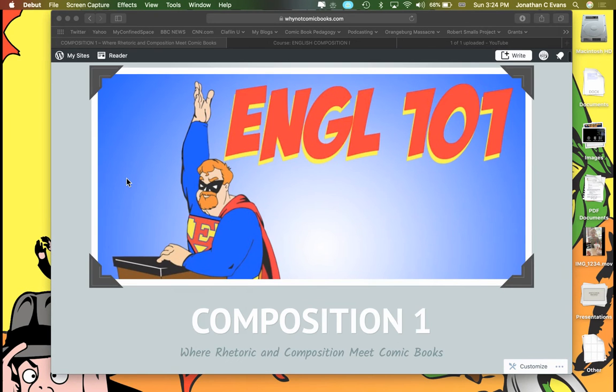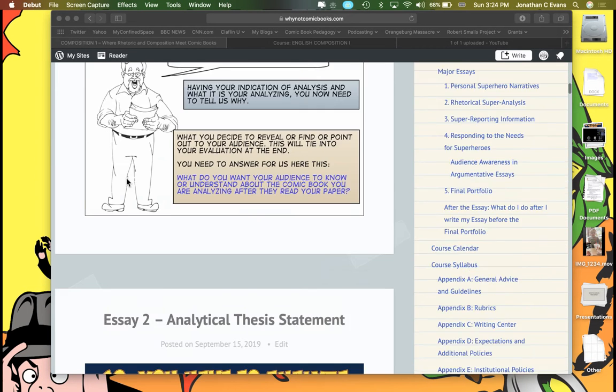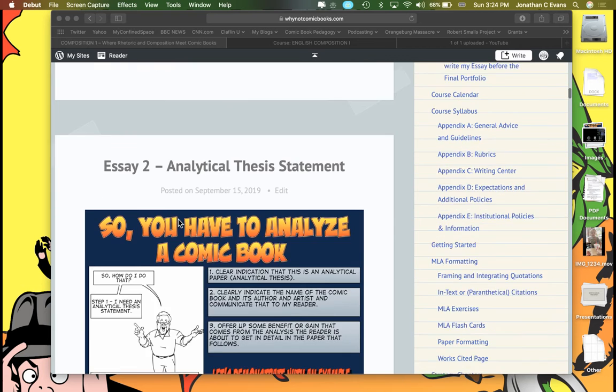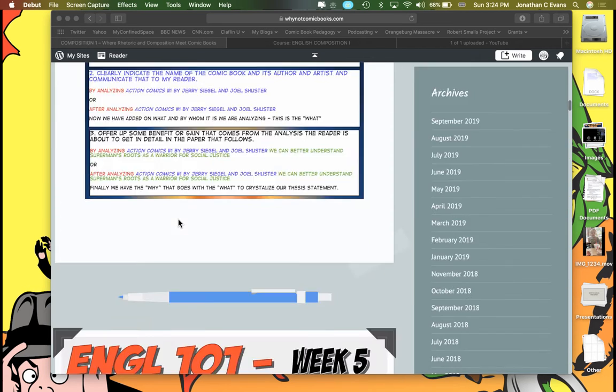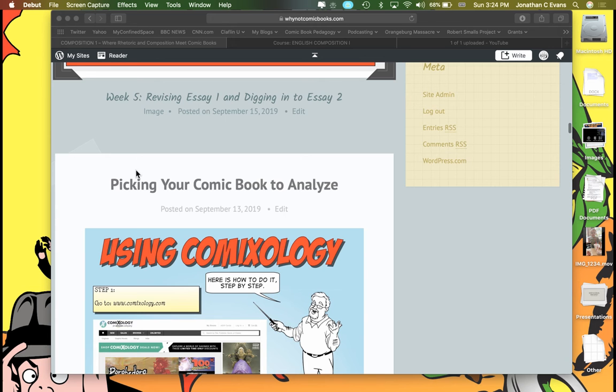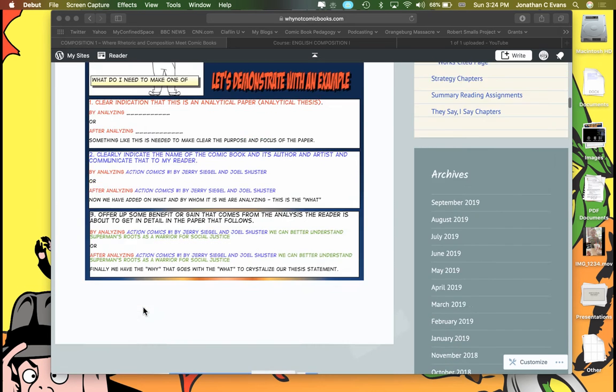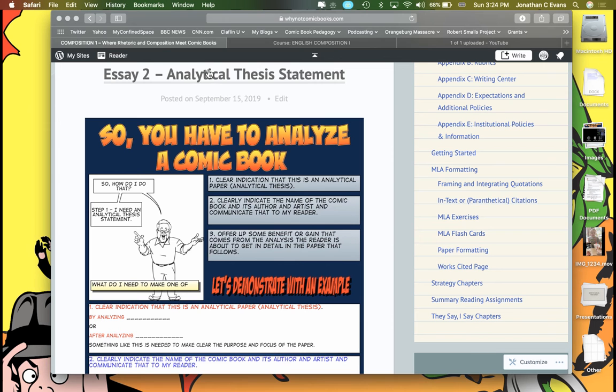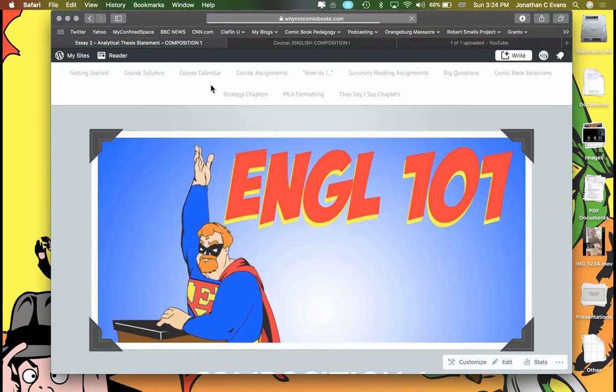Okay, we're going to now take a look at the analytical thesis statement. Before I dive into this, I want to back up and let you know that if you have not done this, going back here, selected your comic book that you have now started reading, you can't really move forward with this. But let's talk about what is required in an analytical thesis.